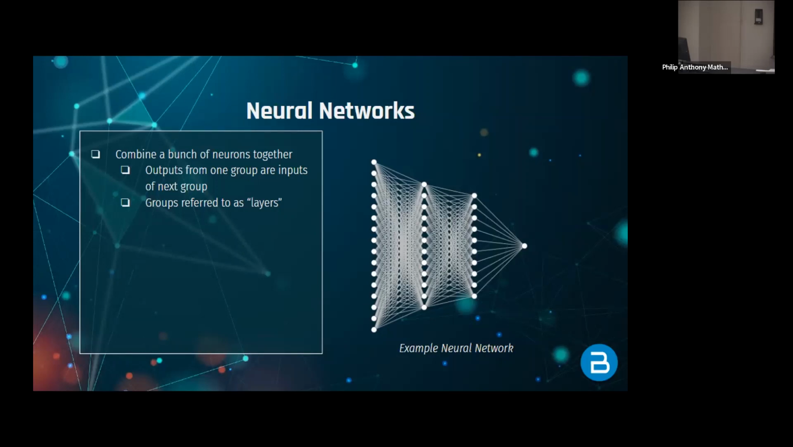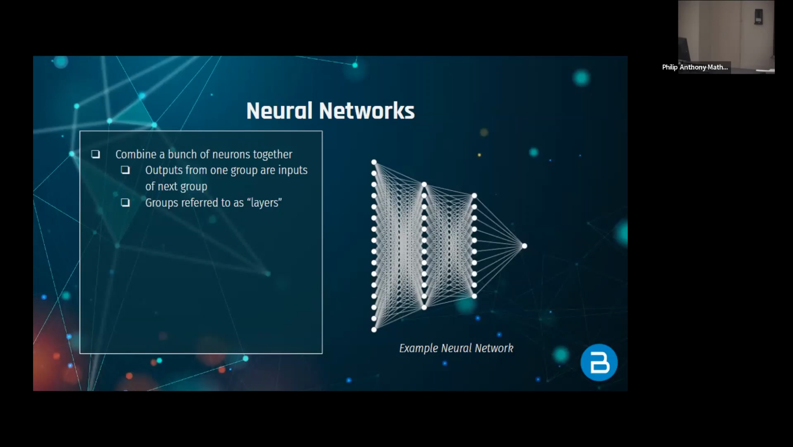Each of these groups of neurons right here are referred to as layers. That first layer would be commonly called your input layer. The last layer is commonly called the output layer. And the middle ones are called the hidden layers because they're hidden. Ideally, you're not looking directly at their inputs, you're just looking at what's happening.